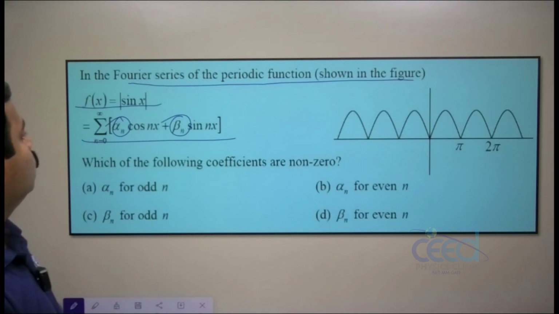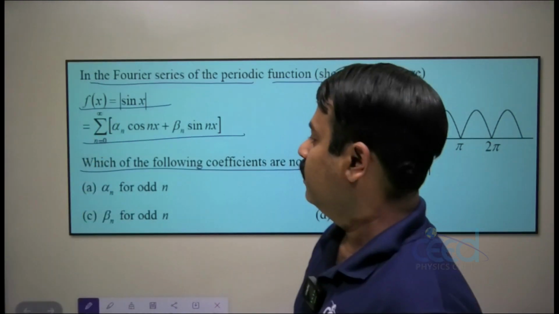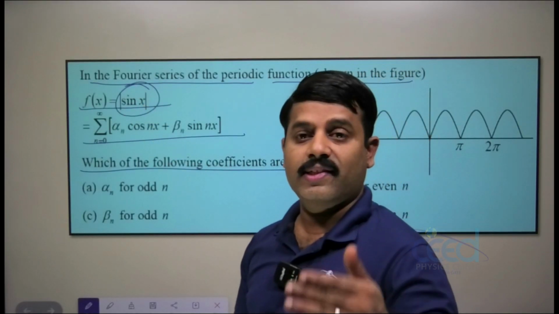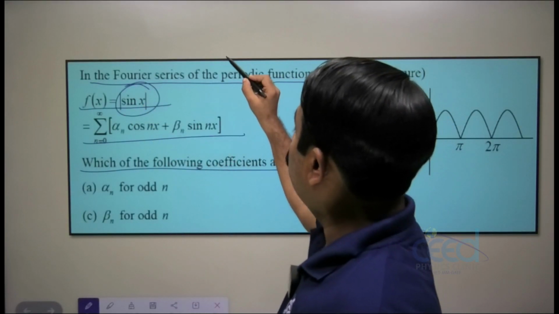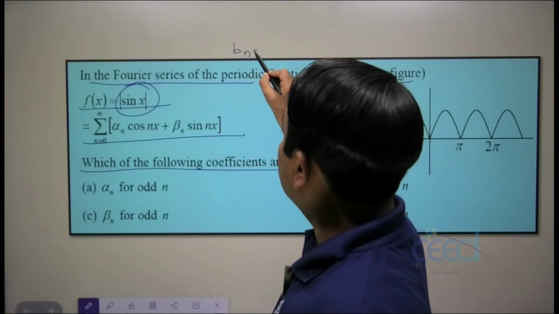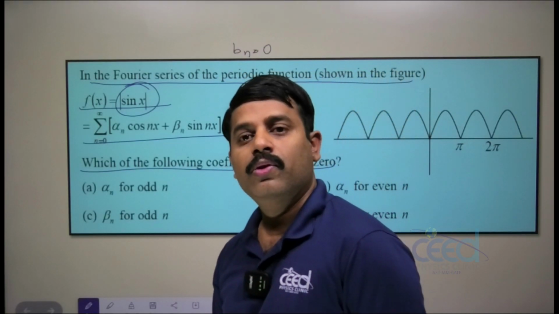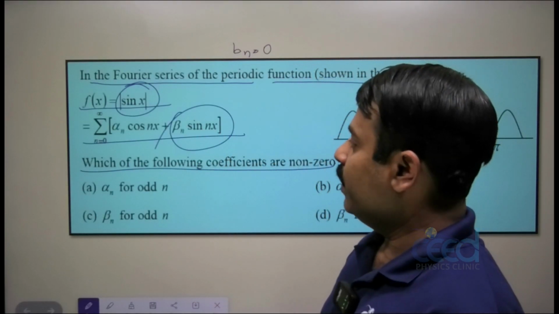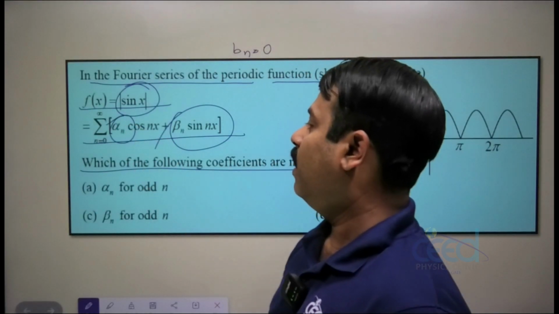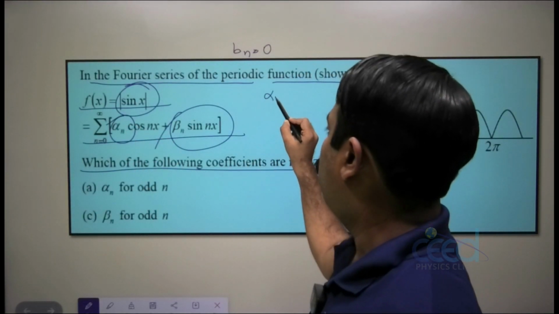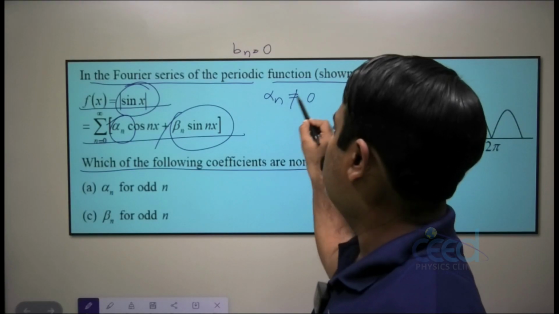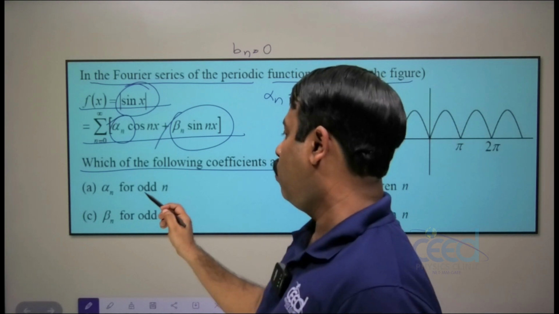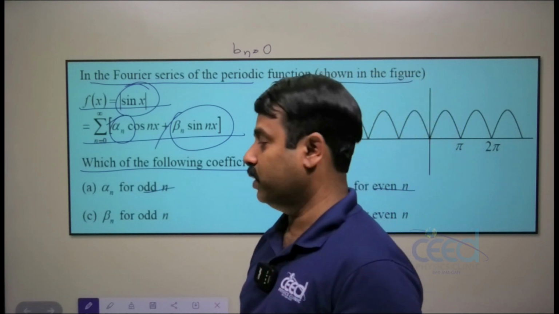So f of x is mod sin x, right? So this is an even function. Mod sin x is an even function. So bn value is equal to 0. Coefficient beta n value is 0. Now alpha n is non-zero, it is not equal to 0. But it is non-zero for odd n or even n, that we need to check, right?